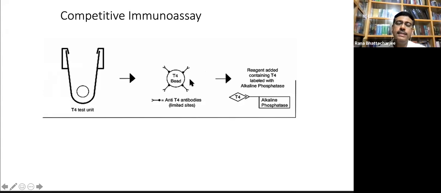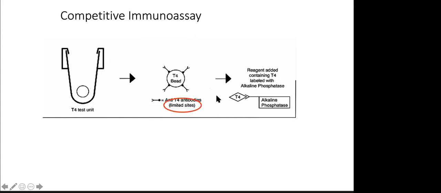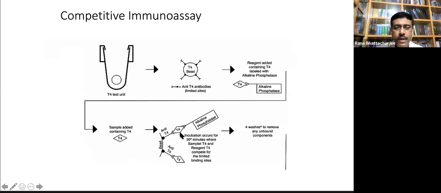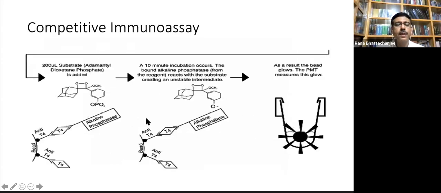So here, the important thing is that the bead is coated with anti-T4 antibody, but unlike the anti-HCG antibody that I showed in the previous example, here the binding sites are very limited in number, so that competition can be generated between the patient sample and the tagged hormone analog. That's why the number of sites on this bead is limited. Again, just like the sandwich assay, here the T4, which is labeled with alkaline phosphatase, is added to this, and subsequently it is incubated and washed by the same methods. Again, the substrate is added and the light signal is generated.